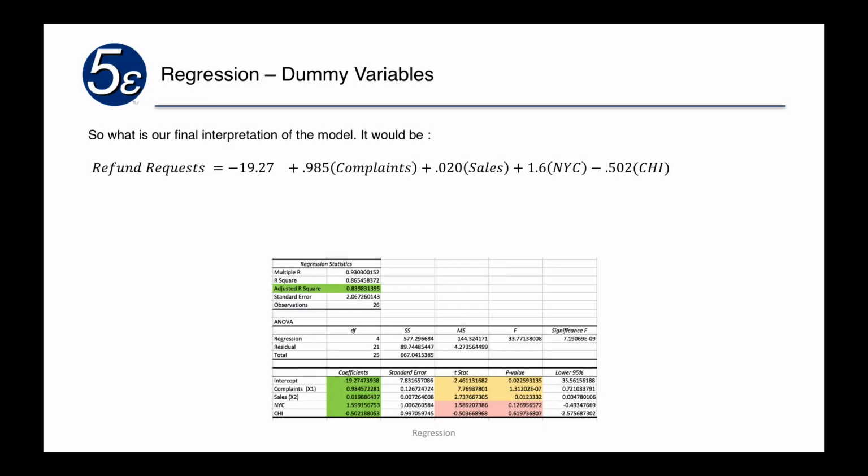So our final interpretation of the model, regardless of the p-values that were there, is: the number of refund requests equals negative 19.27 plus 0.985 complaints plus 0.020 sales plus 1.6 added if you're in New York City minus 0.502 if you're in Chicago. And again, if it was Dallas, those last two terms would just drop off because they would both be zeros. 1.6 times 0, and Chicago would be 0 as well.